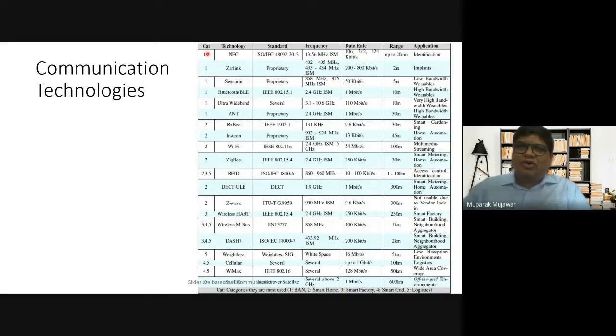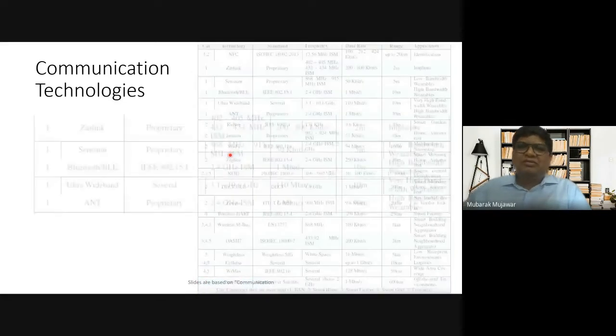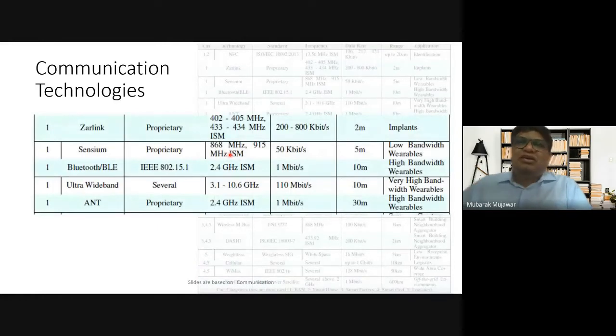I'm just going to crop them and make them a little bigger. Okay, fine, perfect. So we will be using these 5 communication technologies for body area network applications. The first one is Zarlink. It's a proprietary technology, uses their own standard, works at 402 megahertz. It has a 200 to 800 kilobit per second data rate, and it is used for implants.